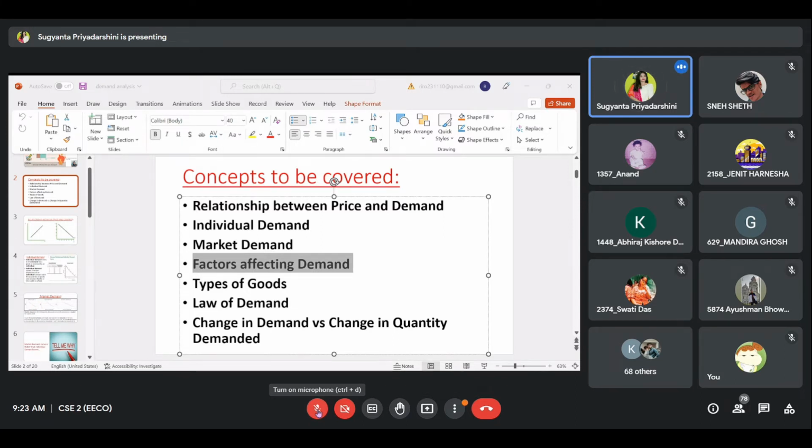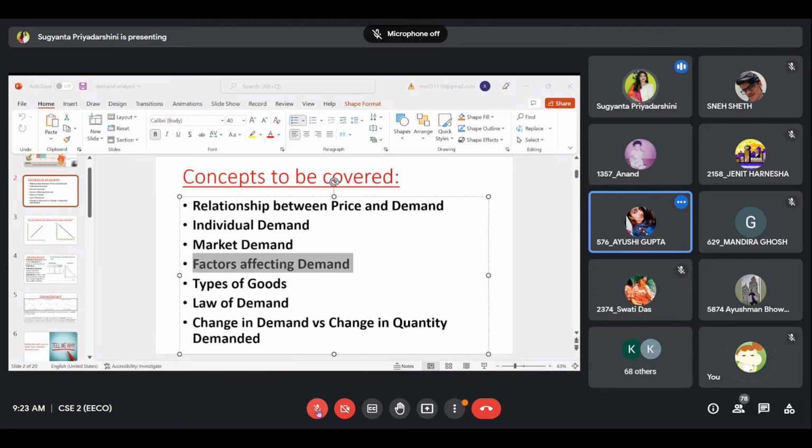Anything else? Ma'am, advertisement. Very good, Ayush. The fourth one is advertisement. Then Ayushman, return of investment.